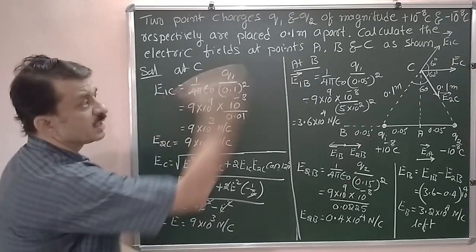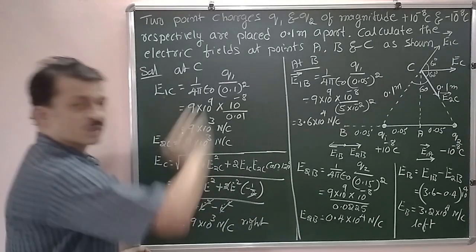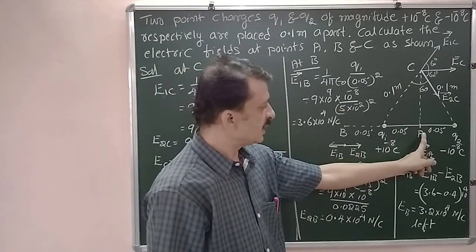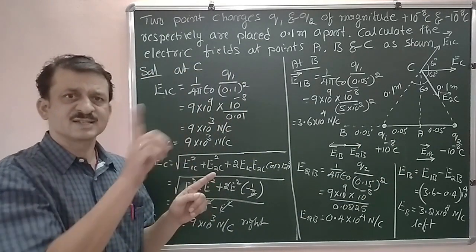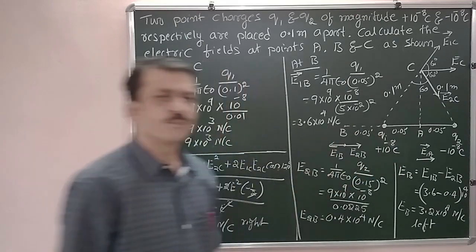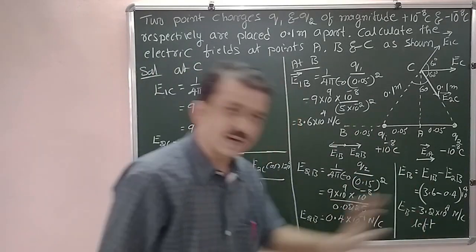What is the direction? It is towards the right side. So here at A, both are acting in the same direction. Therefore, we have added directly. At the point B, both electric fields are in opposite directions, therefore we have subtracted.